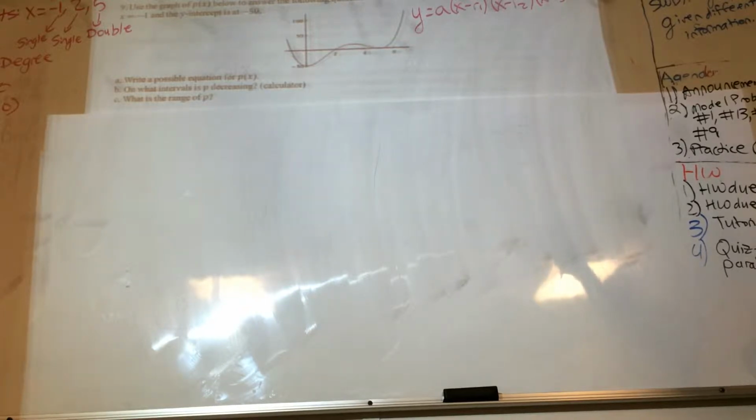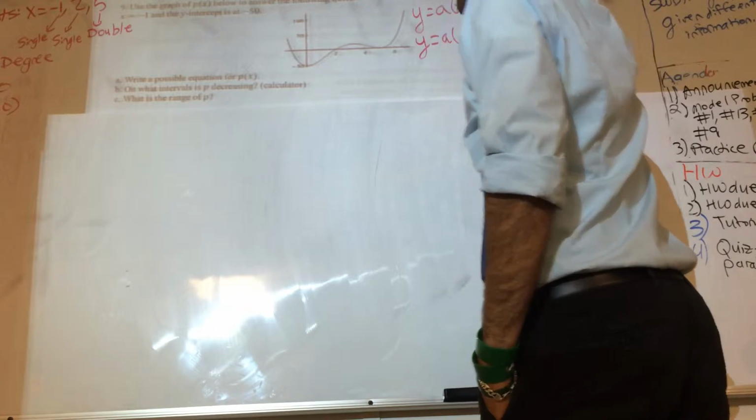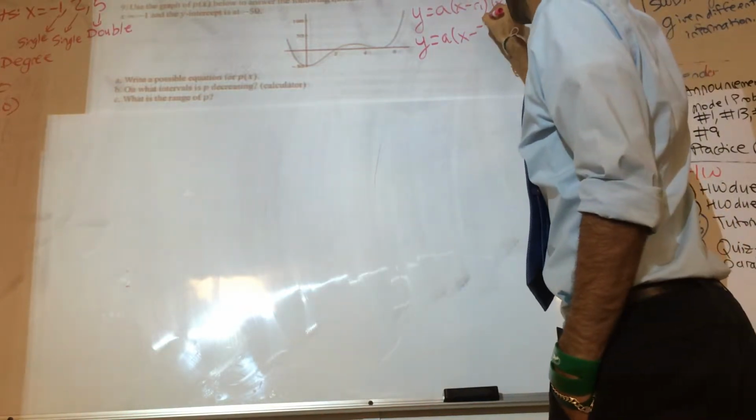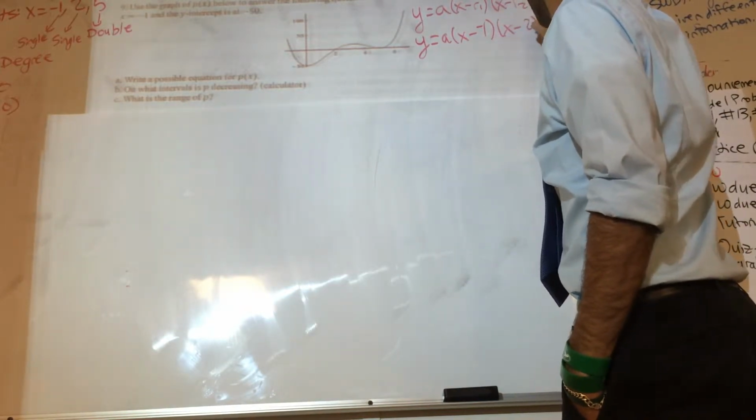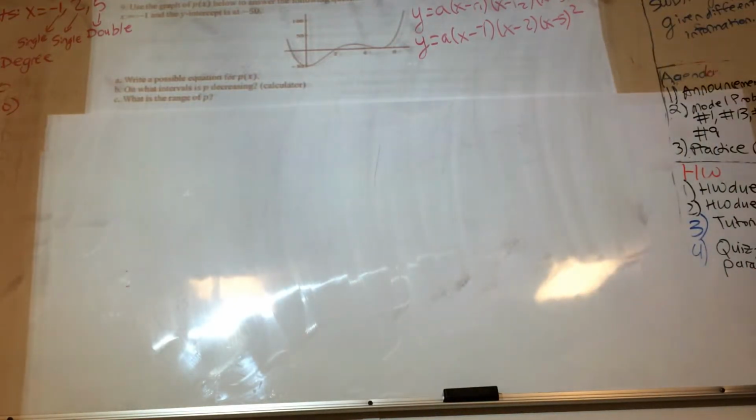Does that work? Yeah. So now I've got my general form. I'm going to go ahead and plug in. Again, some people are ahead of me. Great. Please note, 5 is a double root.